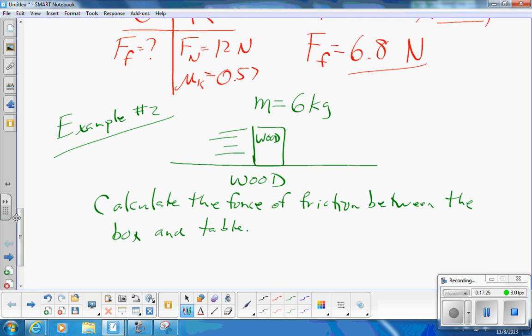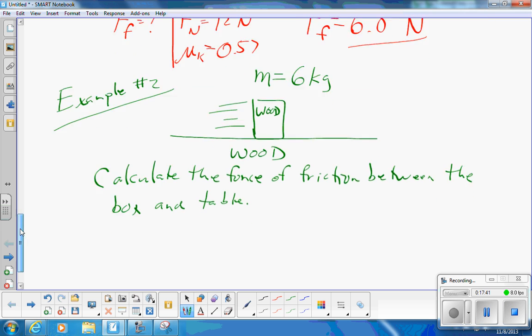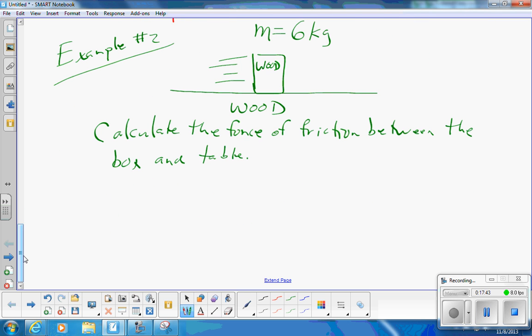Okay, I'm going to ask that you pause the video now and see if you can figure that out. What is the force of friction between the box and the table? Take a few minutes, pause the video, and when you think you have it, fire it back up and we'll work it through. Okay, so how do we do this problem?